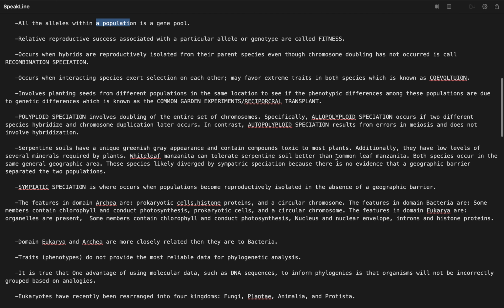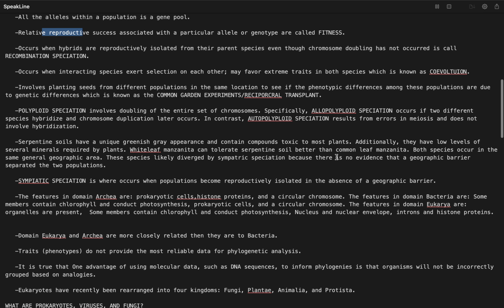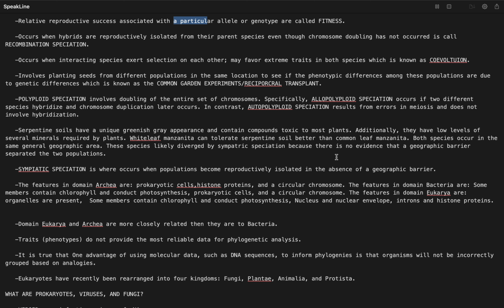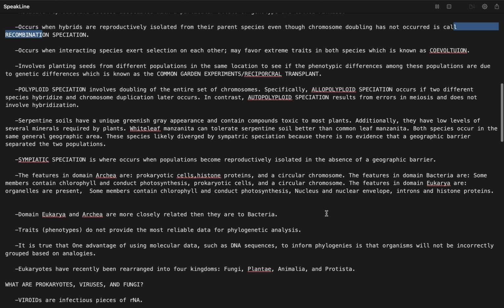All the alleles within a population is a gene pool. Relative reproductive success associated with a particular allele or genotype is called fitness. Occurs when hybrids are reproductively isolated from their parent species even though chromosome doubling has not occurred is called recombination speciation.